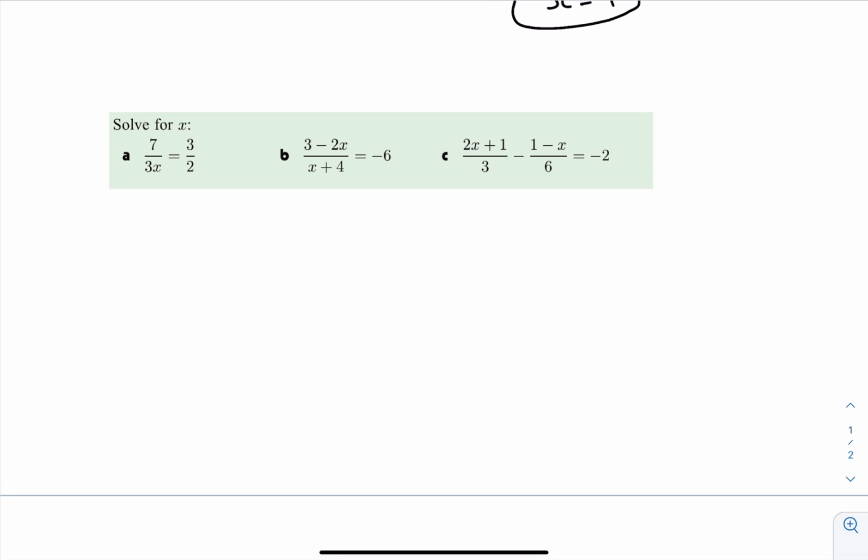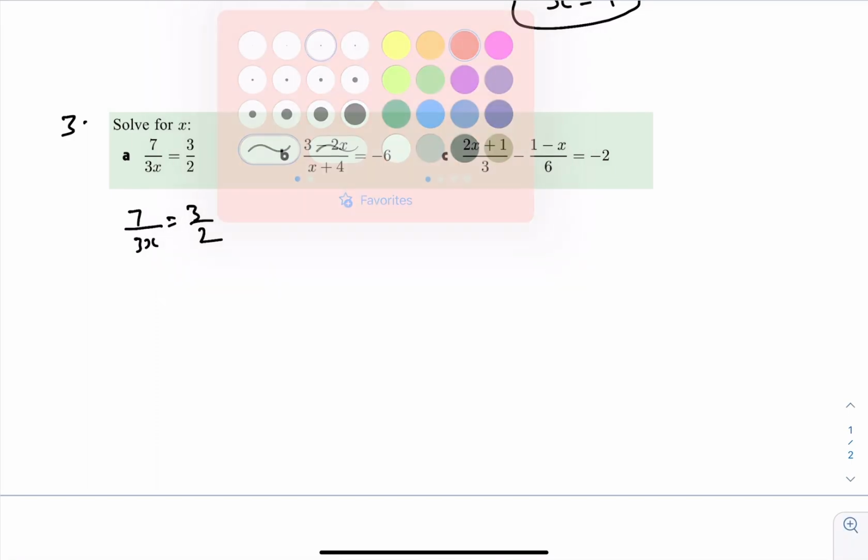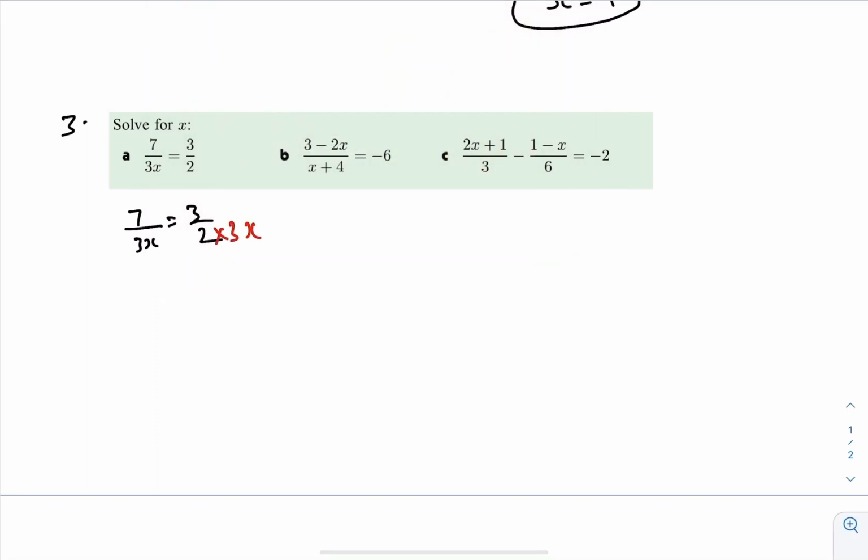Okay, so the last set of the problem number 3, is again, you can do both ways for number A and B by making the same denominator and cross multiplication. So very quickly, this one here. So you have 7 over 3x is equal to 3 over 2. Making the denominator same, you will have to multiply this by 3x and 3x, this one by 2 and 2.